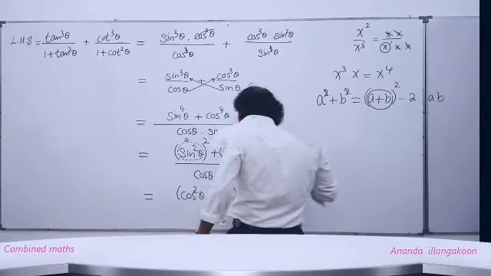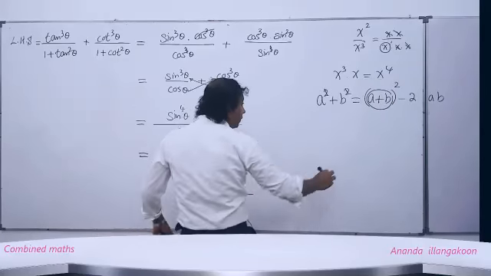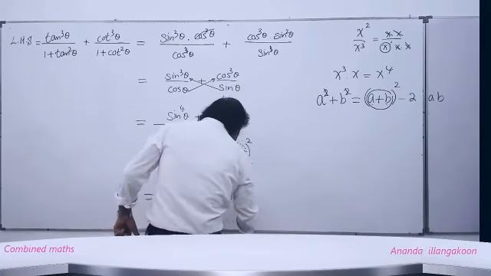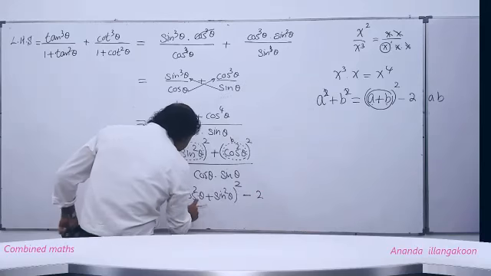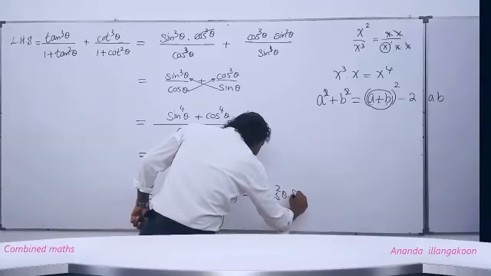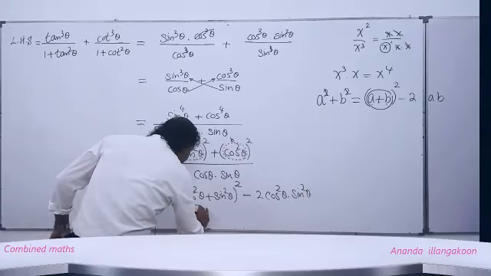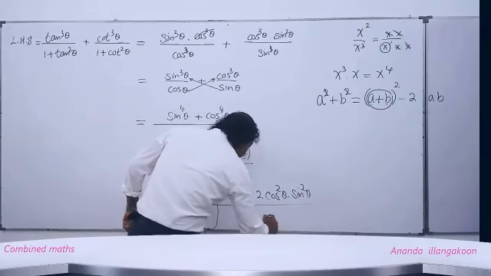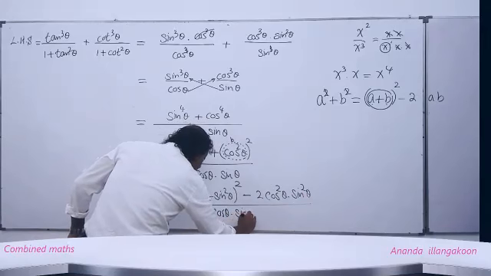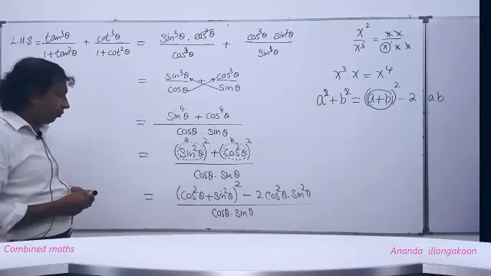It's perfect squared, minus 2 times AB, cos square theta into sin square theta, divided by what, people? Cos theta into sin theta. Right.